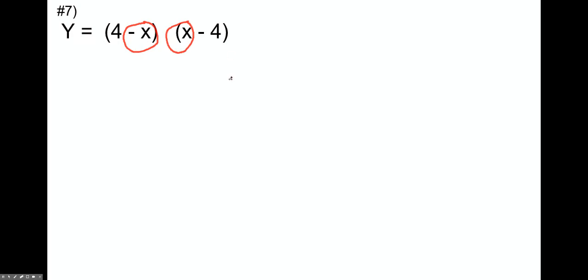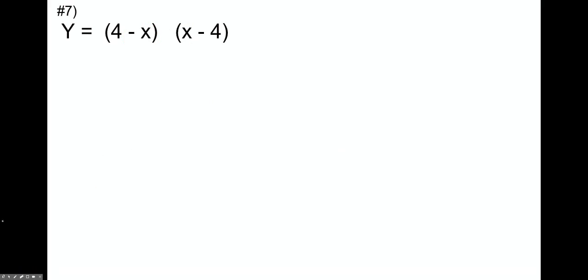So x times x is x squared, but this is a negative x and this is a positive x. So it's actually going to be a negative x squared. That means that my U shape is going to be down. So just keep that in mind when you're graphing, that this is going to be a downwards U shape. Okay, now that we've talked about that, let's get started.